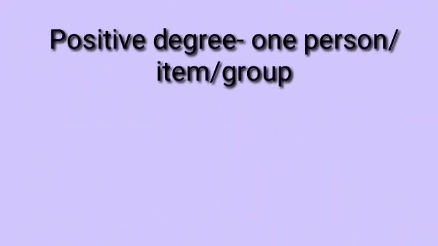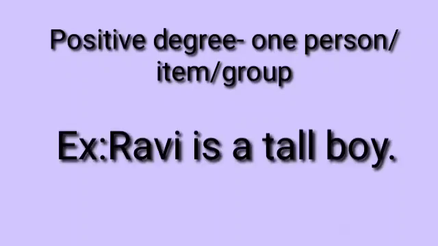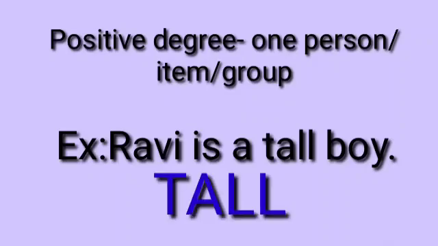The first one, the positive degree. Positive degree of comparison is used to describe one item or one person or one group. Ravi is a tall boy. So here we talk about only one person, Ravi. So the base form of the adjective is used as such, tall.